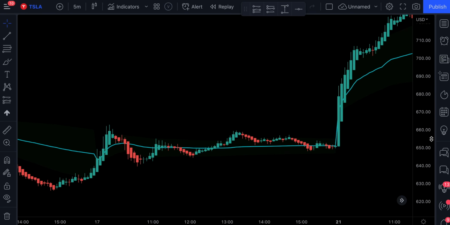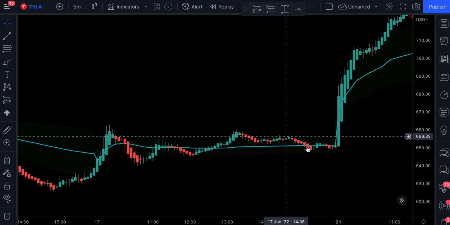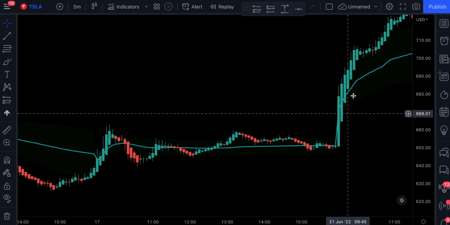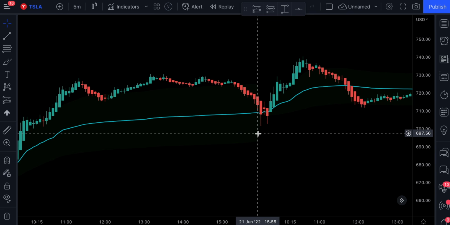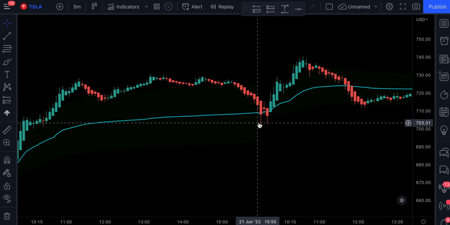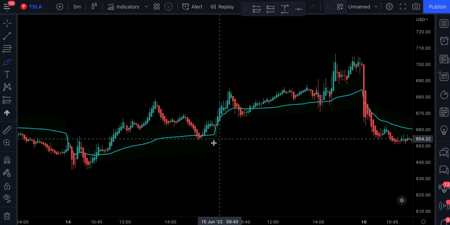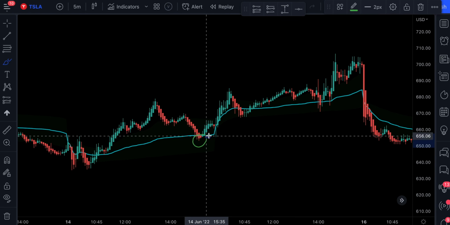Here is another example. We see the price found a support at the VWAP, it bounced off quite a few times, and then a massive increase in price happened. The same thing here, the price gets closer to the VWAP and then it bounces off. And this happens over and over again.